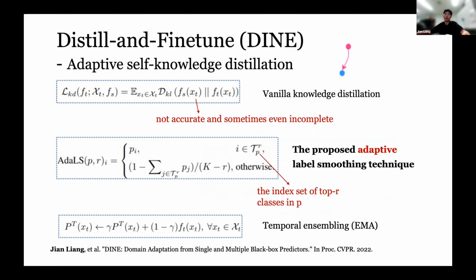Okay, here we will explain how the adaptive self-knowledge distillation works. The first equation just corresponds to the vanilla knowledge distillation loss. We have a model which provides the teacher predictions, and we try to learn the student model. The student model tries to match the output from the teacher model. And this is the vanilla knowledge distillation term.